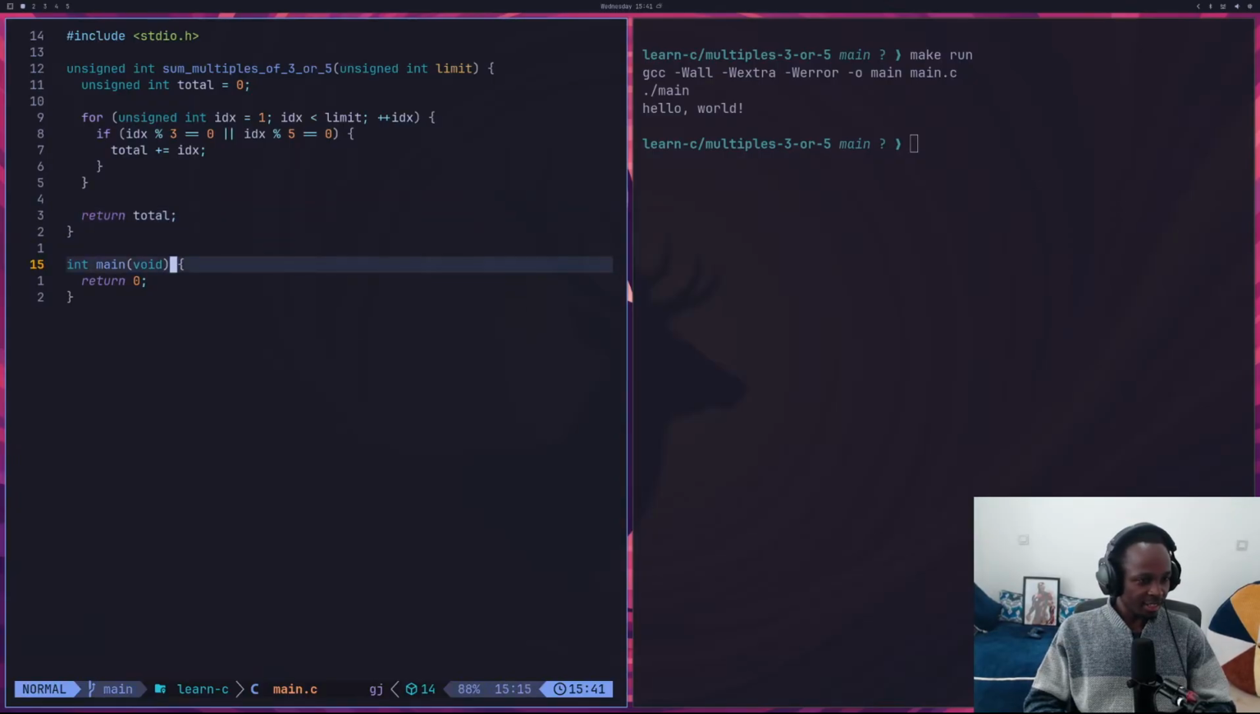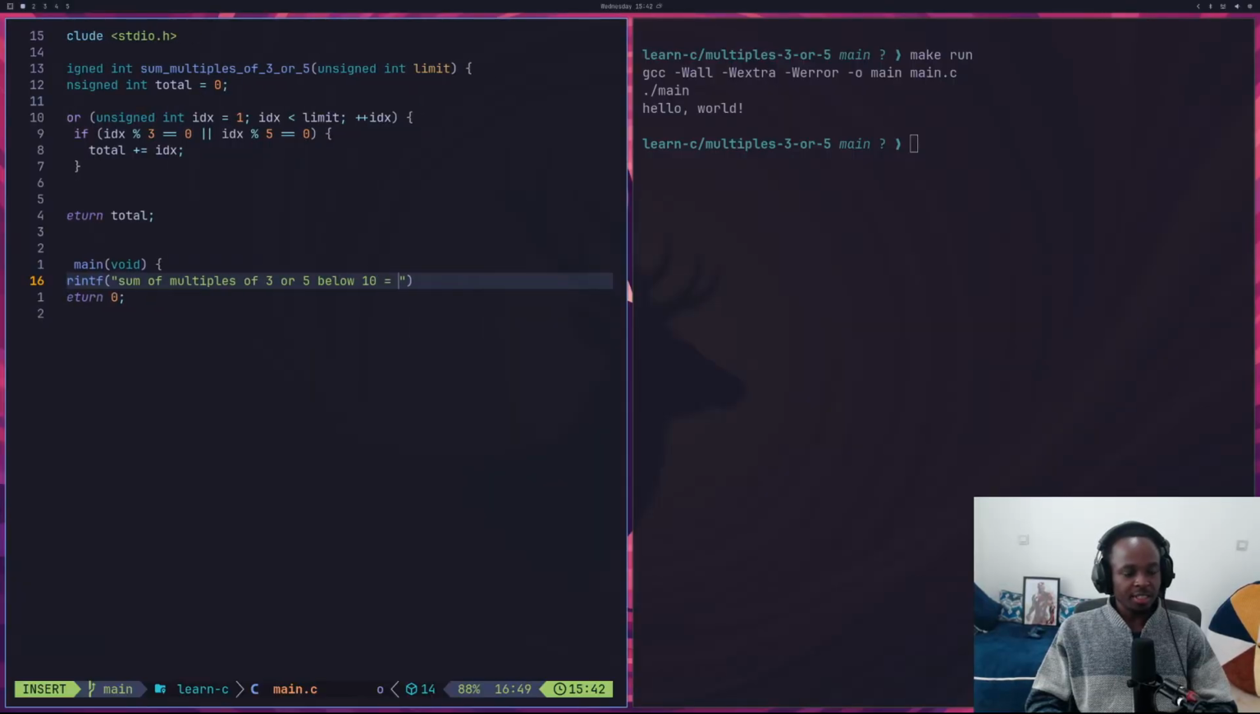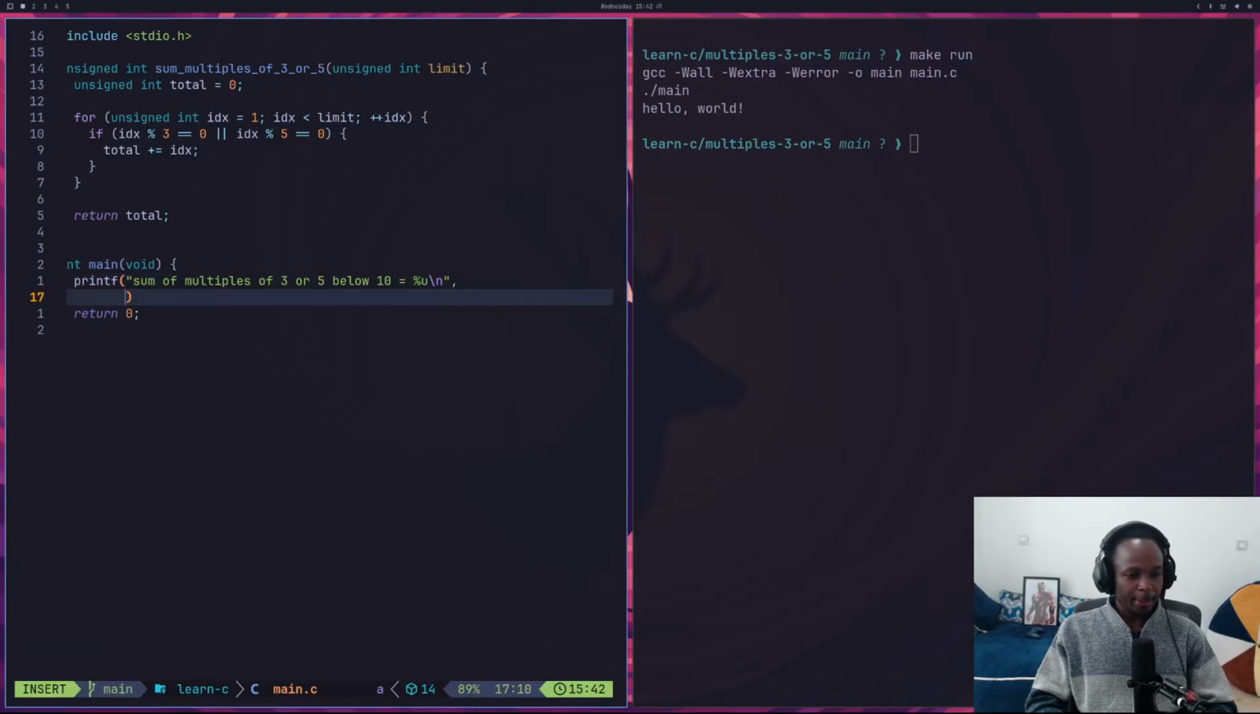Then let's try running this. Let's first do it for the first 10 values. So printf: sum of multiples of 3 or 5 below 10 is equal to, let's have a %u since it's an unsigned int, and then call the function, sum multiples of 3 or 5, and the limit is 10.